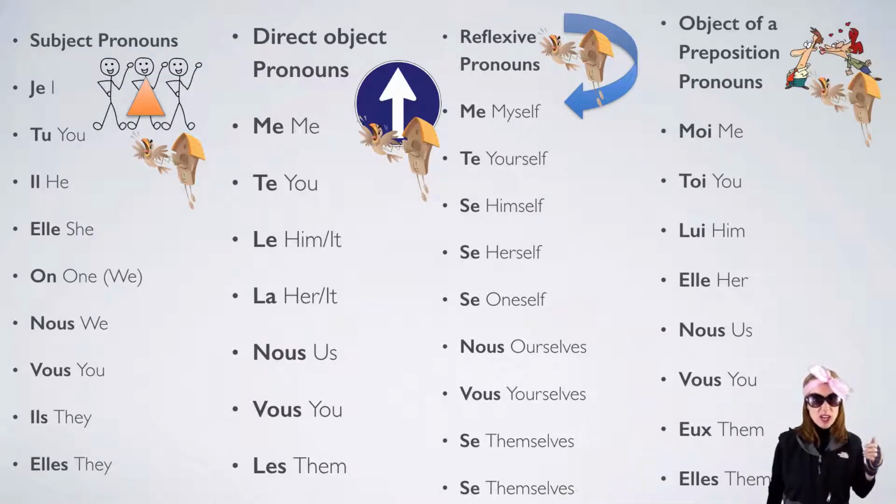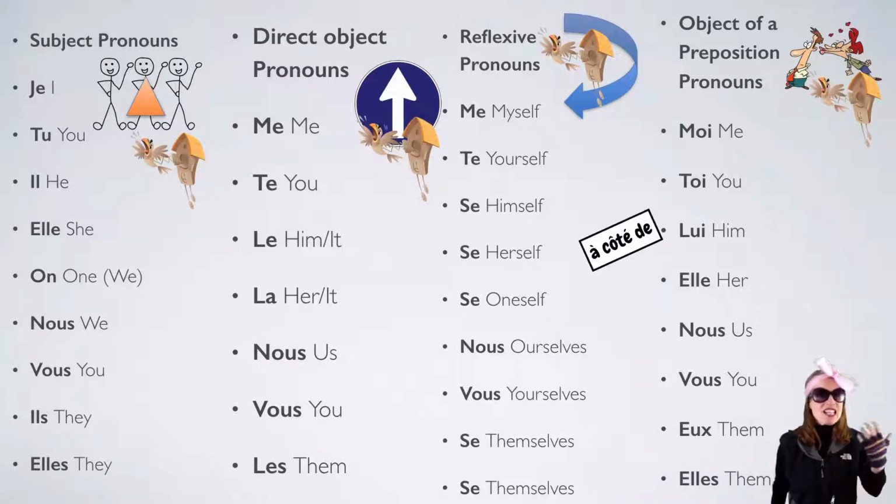Now we've got these object of a preposition pronouns. That's a bit of a mouthful, isn't it? So they tend to be at the end of a sentence, after a preposition. What is a preposition? A preposition shows the relationship of two nouns. It shows the position, for example. So we've got à côté de, next to. So you say à côté de lui. Not à côté de il, not à côté de le, à côté de lui.